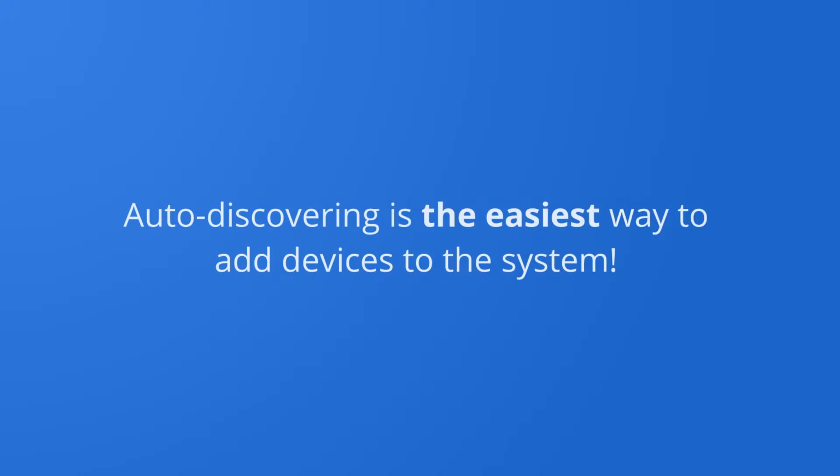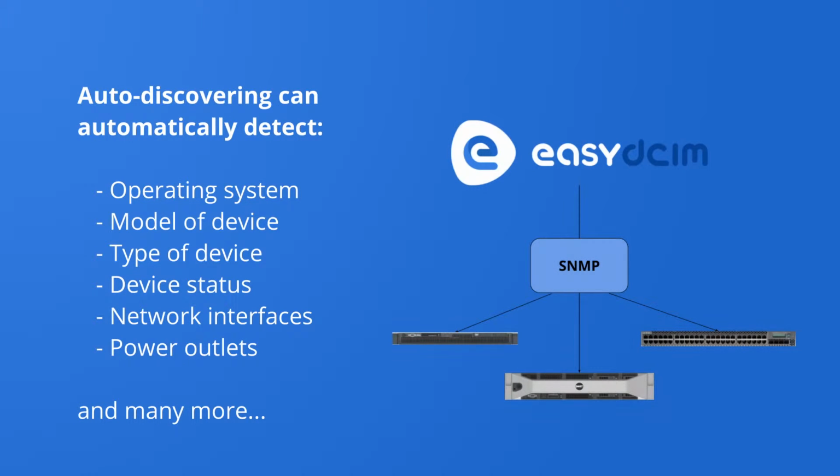The easiest way to add a new device to EasyDCIM is to use the Auto-Discovering tool. It allows you to automatically discover essential information about a device, such as operating system, model of device, type of device, device status, network interfaces, power outlets, and many more.